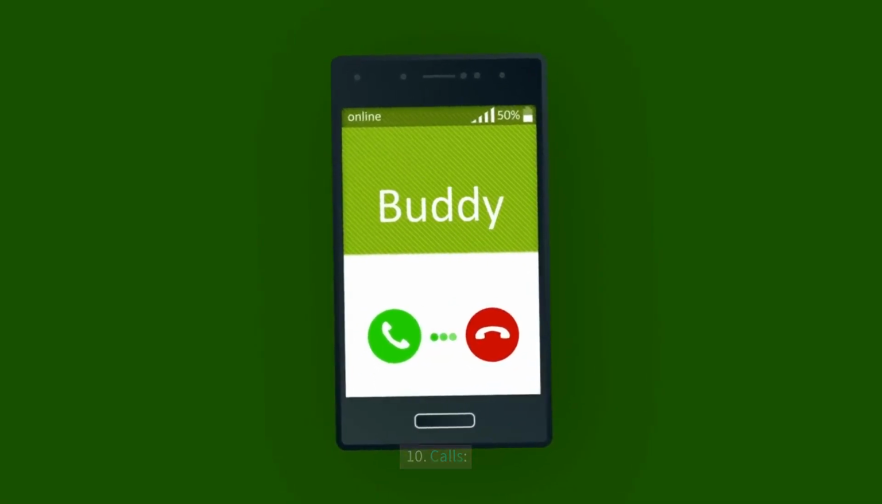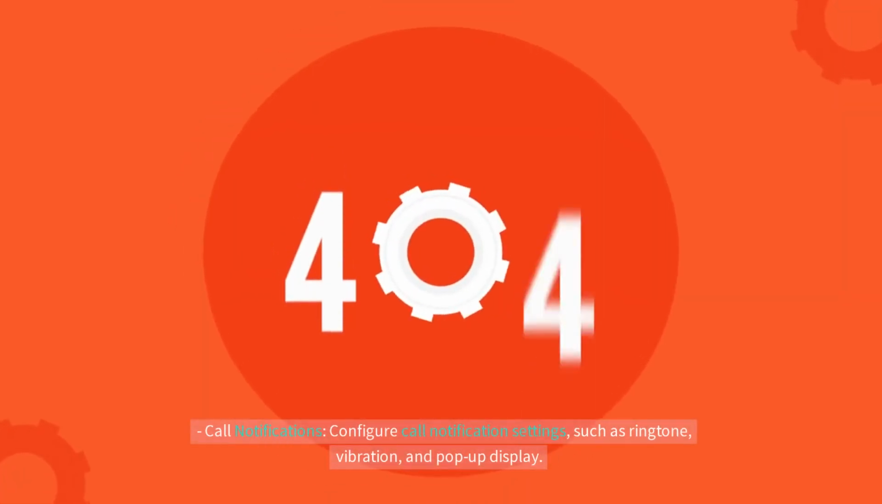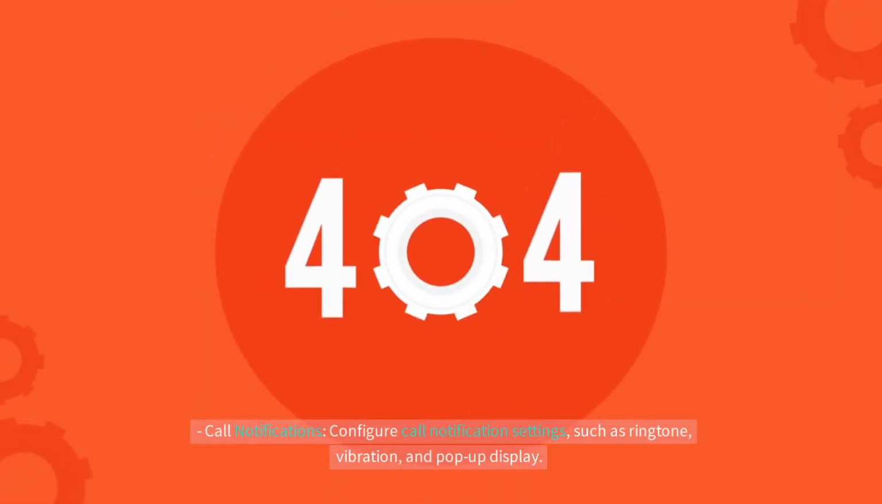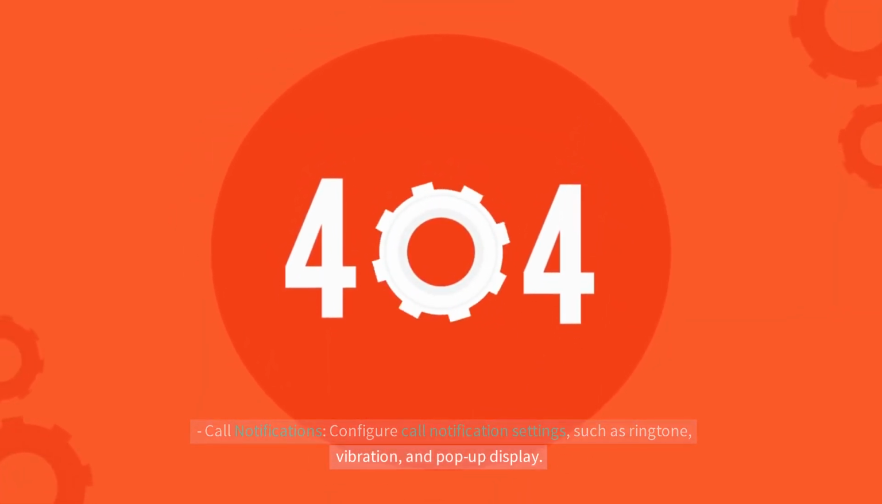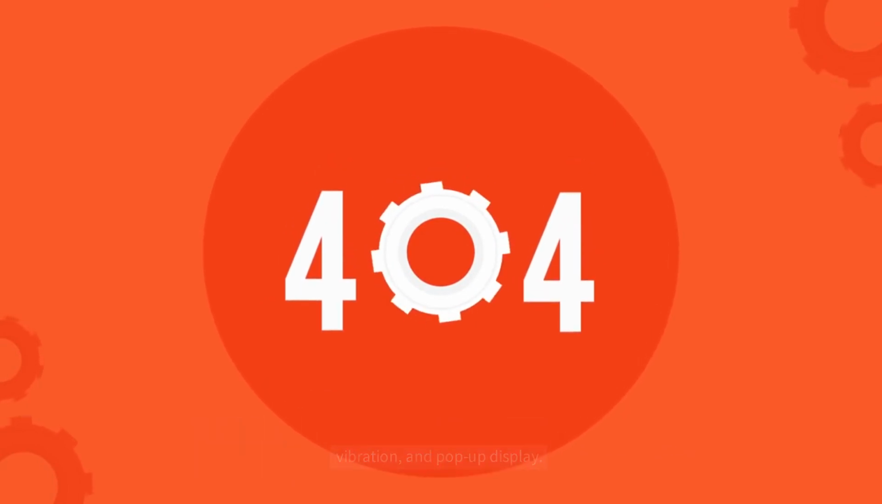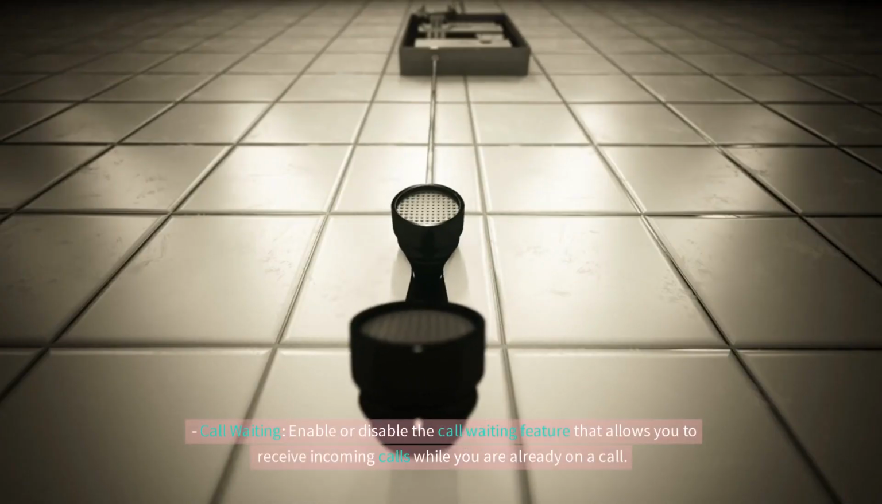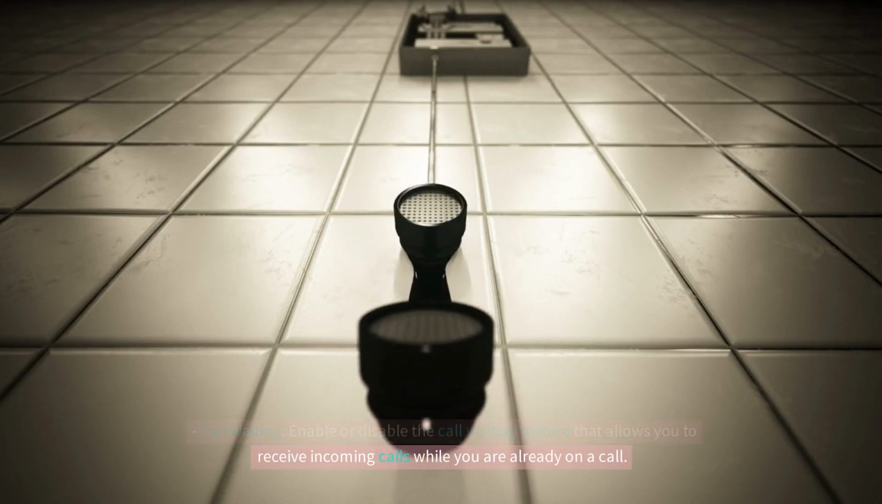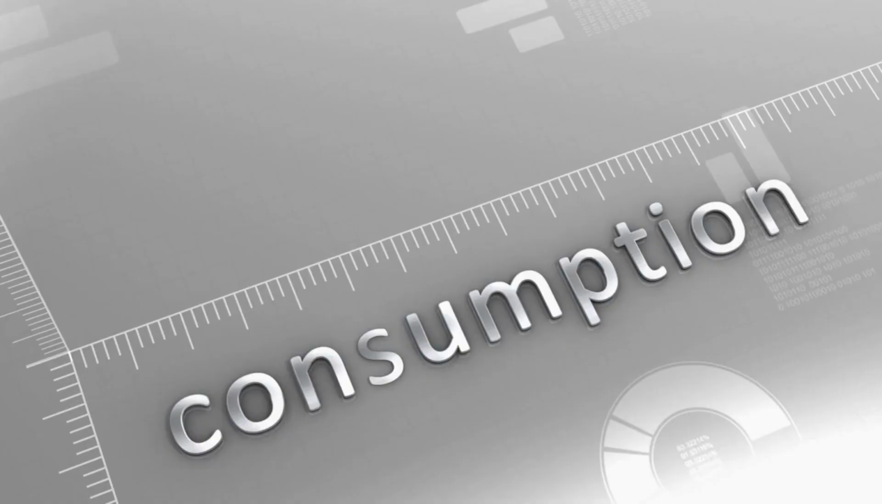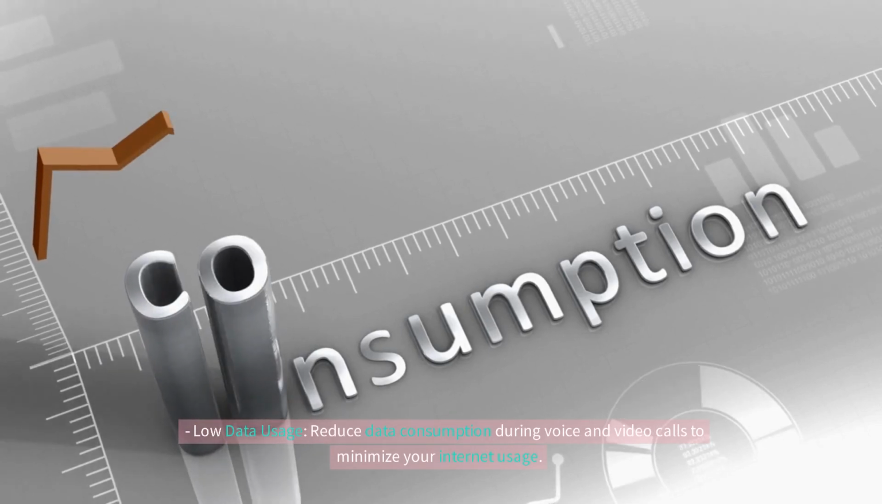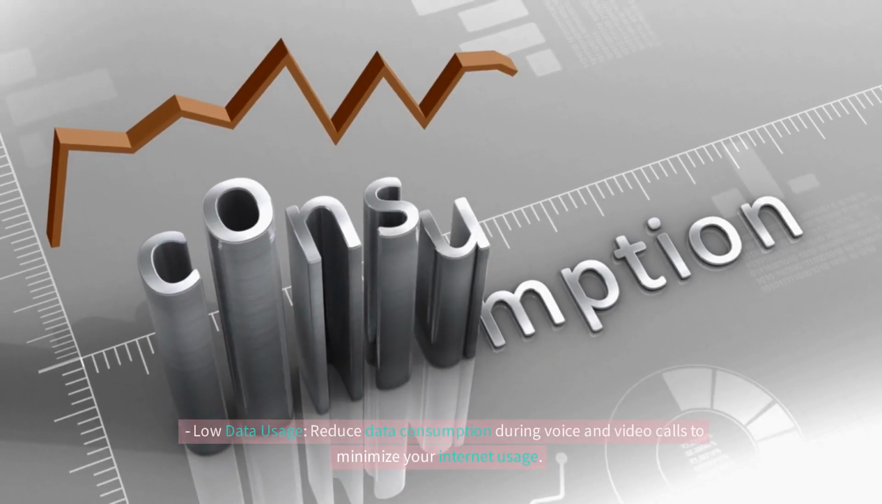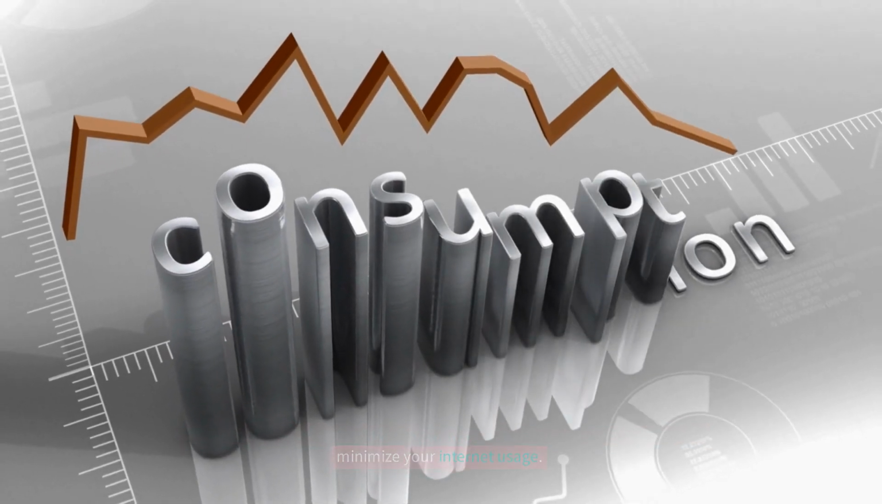10. Calls. Call notifications. Configure call notification settings, such as ringtone, vibration, and pop-up display. Call waiting. Enable or disable the call waiting feature that allows you to receive incoming calls while you are already on a call. Low data usage. Reduce data consumption during voice and video calls to minimize your internet usage.